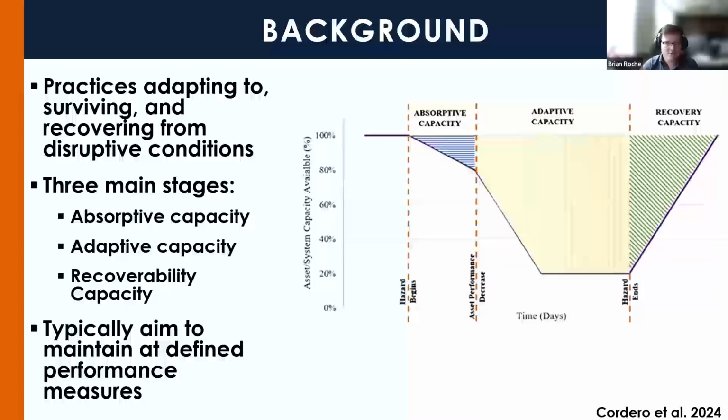There's three main stages of resilience you can see here. There's absorptive capacity, which is the ability for a practice to withstand the initial impact of the event. There's adaptive capacity, which is the ability to ensure that performance does not drop below acceptable levels during that event. Then there's recoverability, which is that time span of the ability to return to full functionality after a disruptive event. These typically aim to maintain performance at defined performance measures.